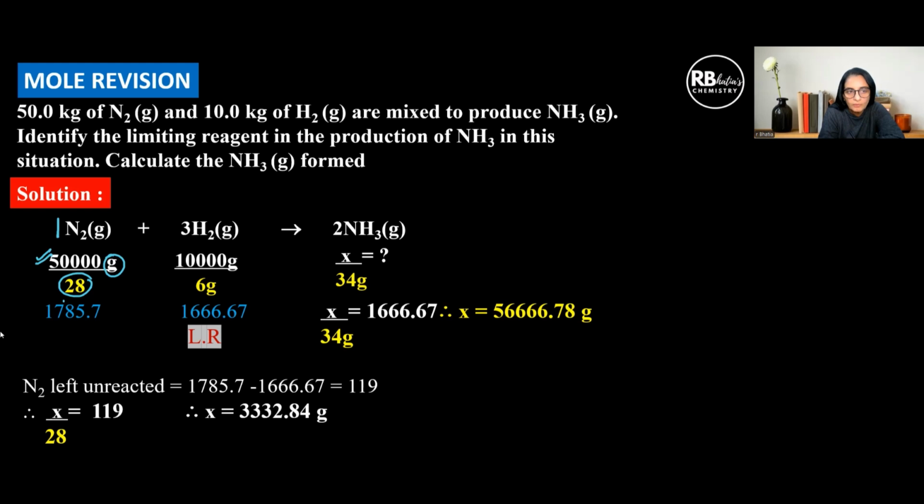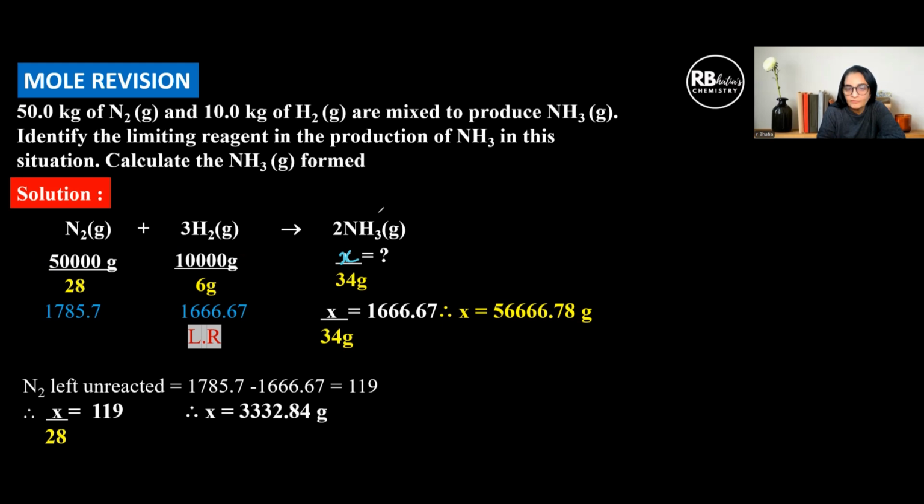Similarly, for hydrogen the given quantity is 10,000 gram and the stoichiometric quantity is 6 gram. How? 3 moles into 2. 6 gram is the stoichiometric proportion of hydrogen. So I'm dividing 10,000 by 6. And this side, x gram of ammonia.